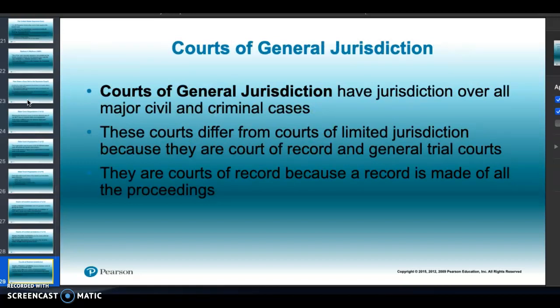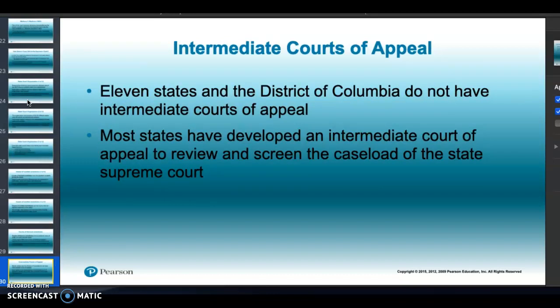And then we have general jurisdiction. This is what you think about when you think of trial courts. So they could be criminal and civil cases, and they hear a gamut of our penal code. And then 11 states and Washington, D.C. do not have an intermediate court of appeals. Here in California, we do.